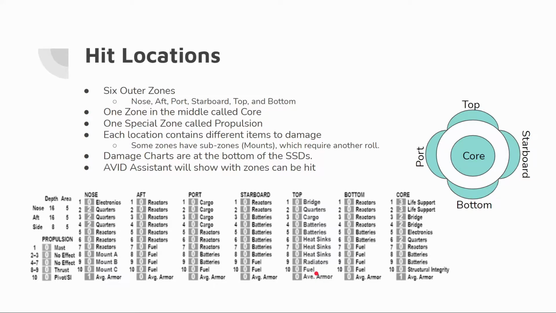Whereas if you shot the port section, you just hit cargo, reactors, batteries, and fuel. So the zone in which you attack your opponent will determine what you actually damage on their ship. All these damage charts are unique for each ship and are located on the bottom of each ship's SSD. Mapping from the Avid and the ARC's globe to the actual zones is handled by the Avid Assistant, and once we get into the app, we'll show you where to look that up.